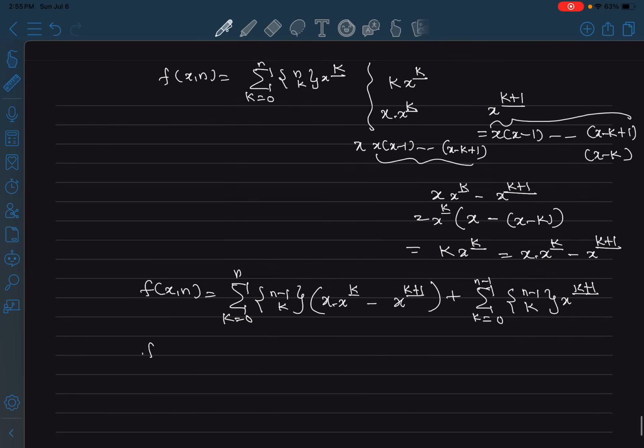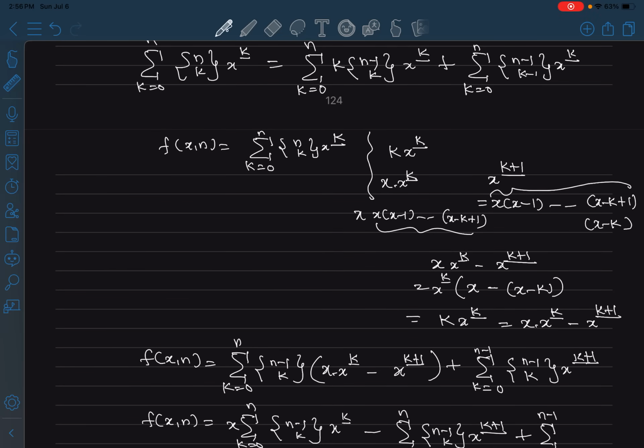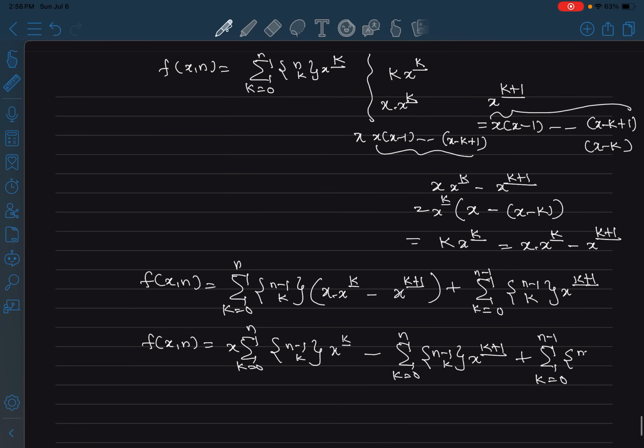Now we have f(x, n), and this is the sum from k equals 0 to n of x times (n-1 choose k) x to the power falling factorial k, minus the sum from k equals 0 to n minus 1 of (n-1 choose k) k x to the power k plus 1, and then plus the sum from k equals 0 to n minus 1 of (n-1 choose k) x to the power k plus 1.